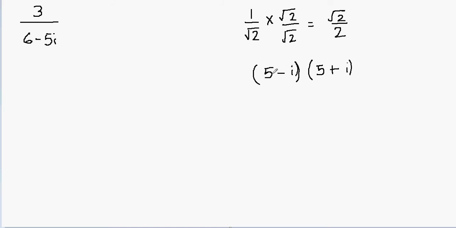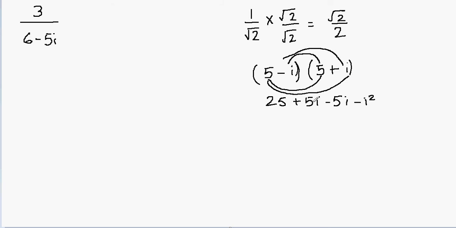So we just FOIL it. 5 times 5 will give me 25. And then 5 times positive i will give me positive 5i. Negative i times 5 will give me negative 5i. And then negative i times positive i will give me negative i squared. You just multiply 5 with this, and then again 5 with this. And then the next time you multiply negative i with 5, and then negative i with positive i.